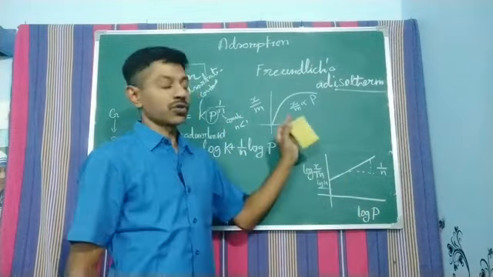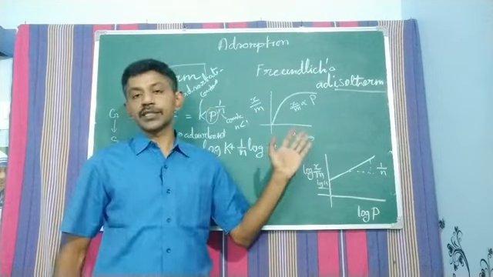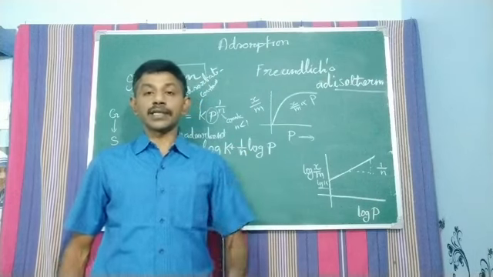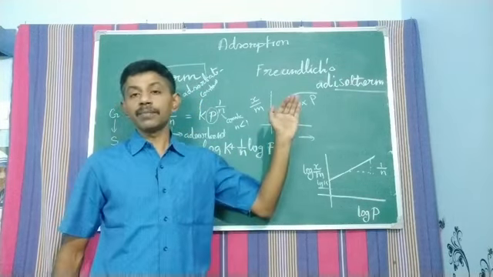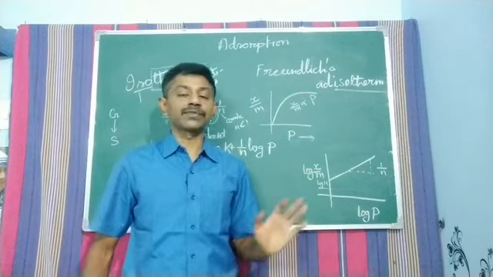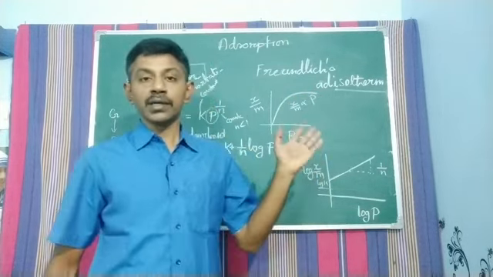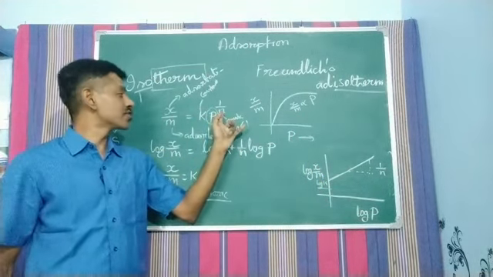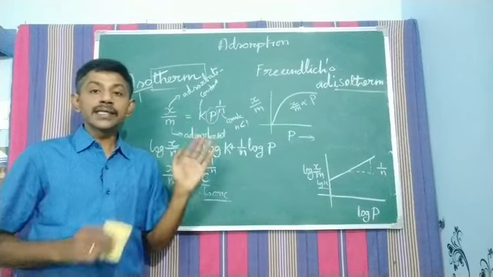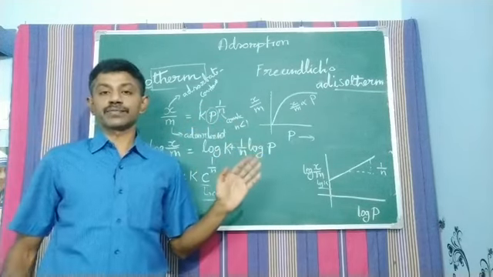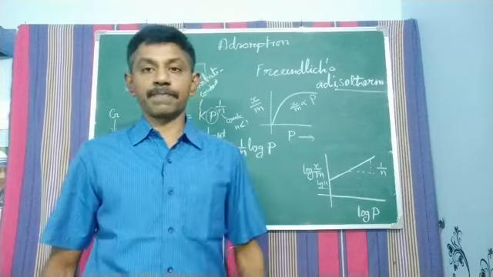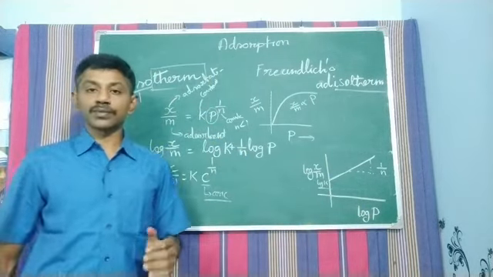Limitations of this Freundlich adsorption isotherm. The first limitation is that the Freundlich adsorption isotherm is purely empirical, and it is valid only for a particular range of pressure. Afterwards it does not show good results. The next one is that the K and n values are constant according to Freundlich, but K and n values seem to change with varying temperature. So these are the main limitations of the Freundlich adsorption isotherm. So dear students, you have learned a lot about adsorption.